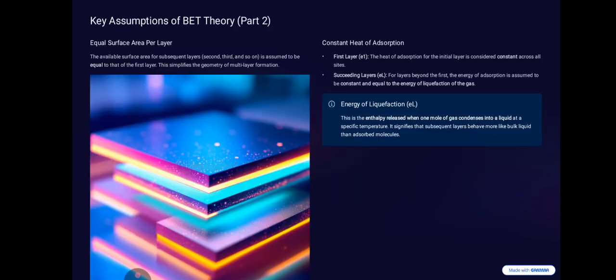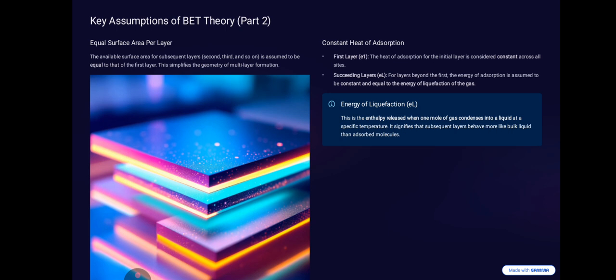Key assumption of BET theory part 2: equal surface area per layer. The available surface area for subsequent layers, that means second, third and so on, is assumed to be equal to that of the first layer. This simplifies the geometry of multi-layer formulation.